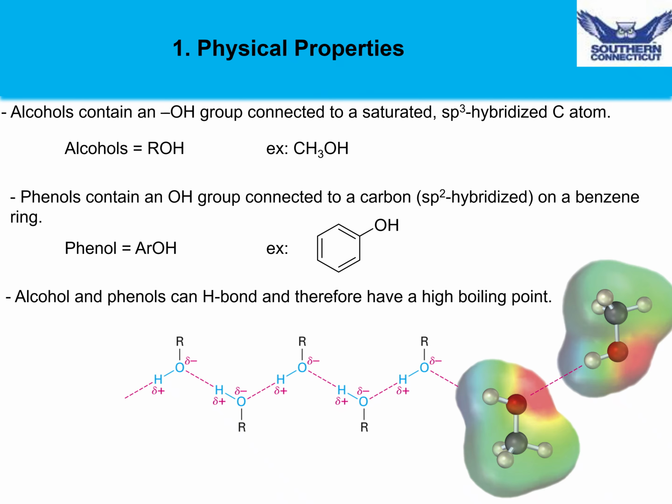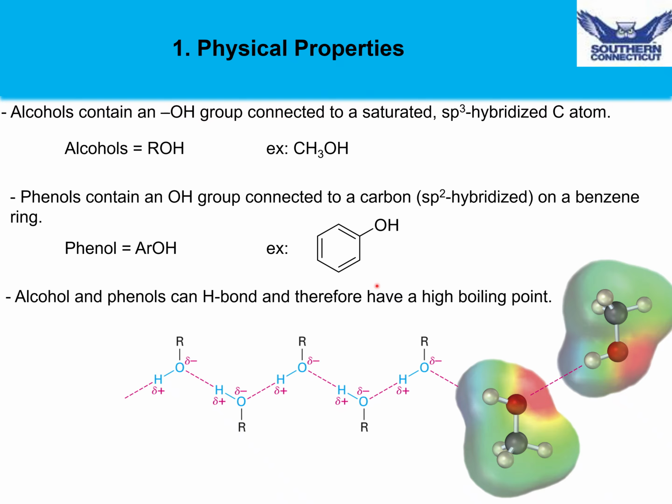Alcohols are a common functional group that contain an sp3 carbon bonded to a hydroxyl group, in other words, an OH group. The simplest example is methanol, which has a methyl group attached to the hydroxyl group. Phenols are a functional group that also contain a hydroxyl group, but they are typically bonded to a benzene ring, which means that the carbon is sp2 hybridized. The simplest example is phenol itself, which has benzene directly attached to an OH group.